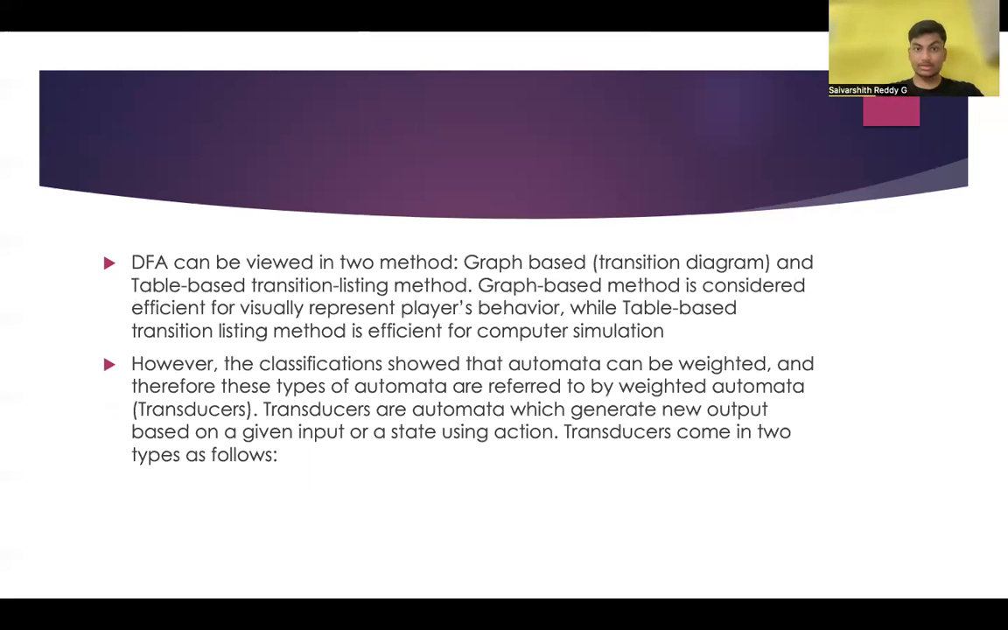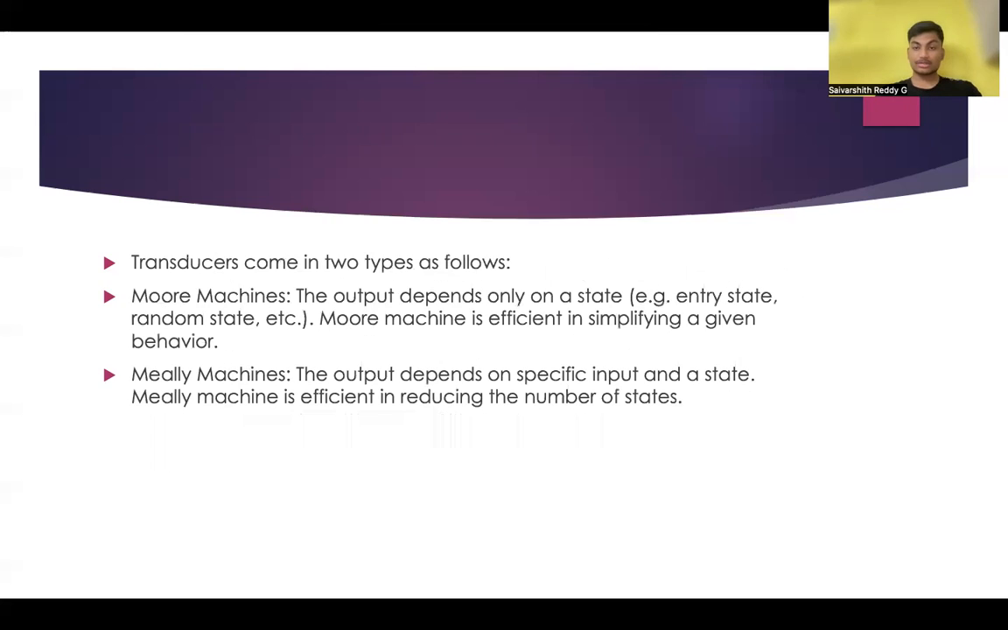DFA can be viewed in two methods: graph based and table based. The graph based method is considered efficient for visually representing the player's behavior, while the table based transition listing method is efficient for simulation.